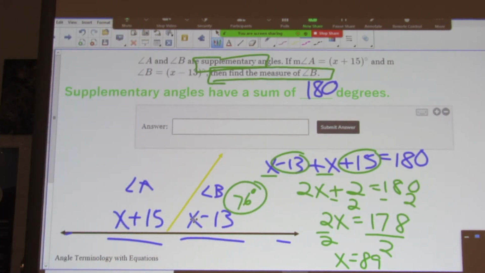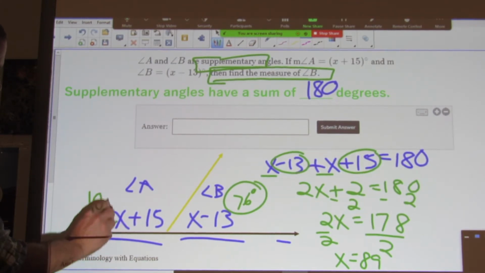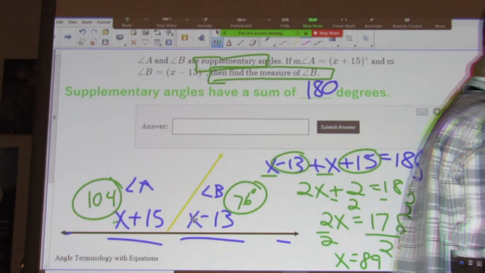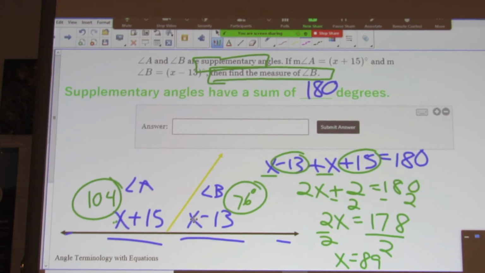Now I just want to make sure that that's right, so I'm going to put 89 in over here also, and add 15 and get 104. When I look at 104, and I look at 76, I think I can add those together in my head. I think you can too, and we're going to get 180. We can be really sure we did all our math right.